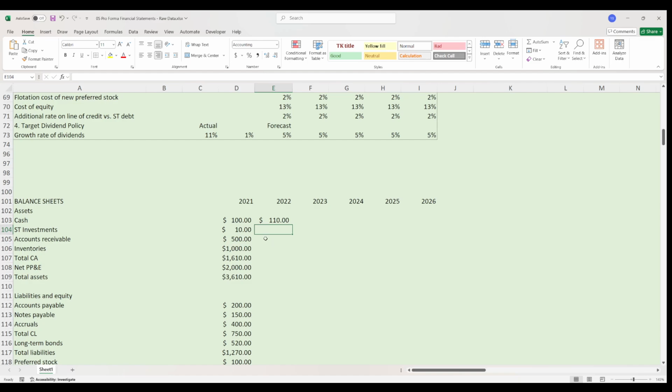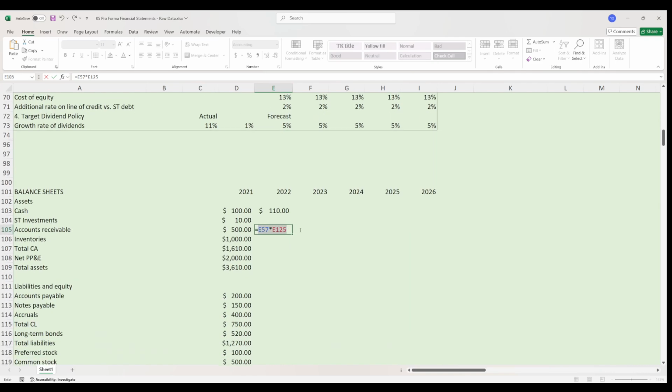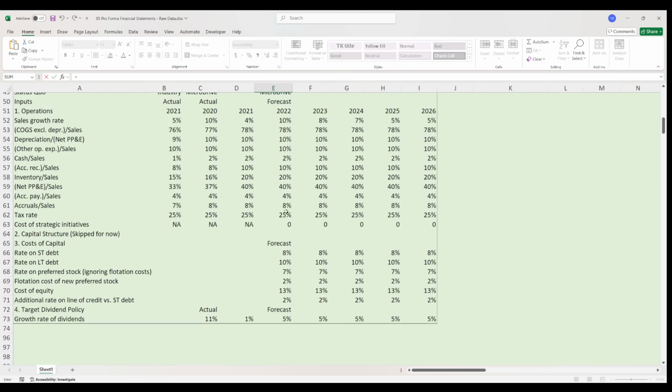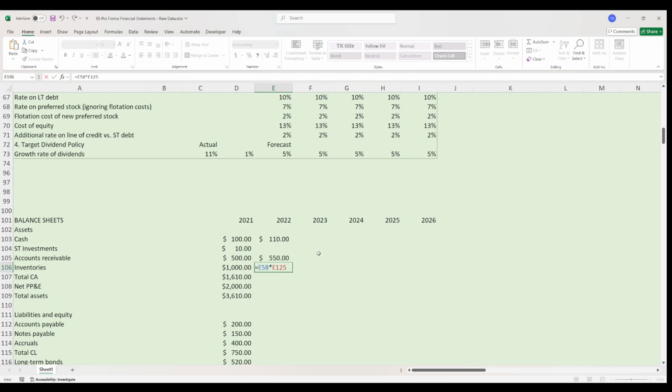And then accounts receivable is going to equal 10%, accounts receivable over sales, multiplied with E125. That's again the sales number. Inventory is going to be 58, which is the assumption of inventory over sales, multiplied with E125. So then the total current assets is just going to be the sum.